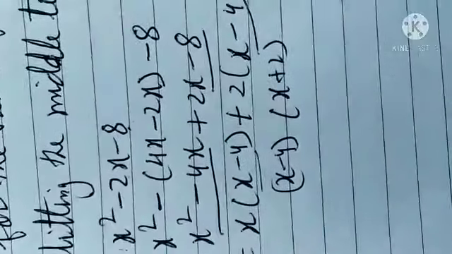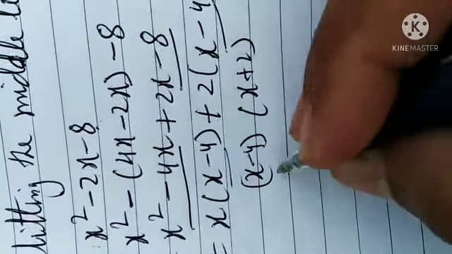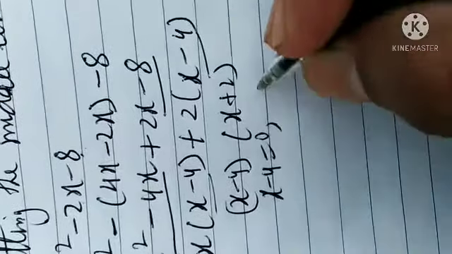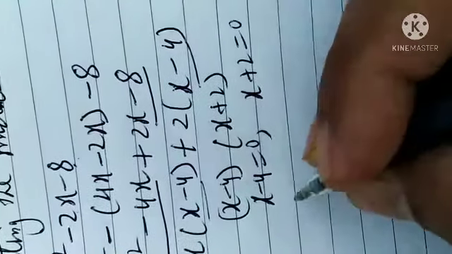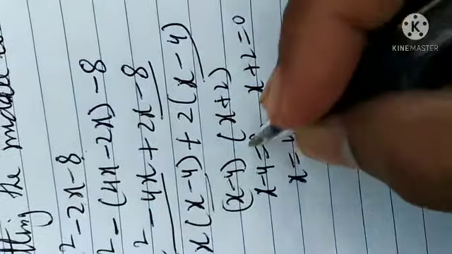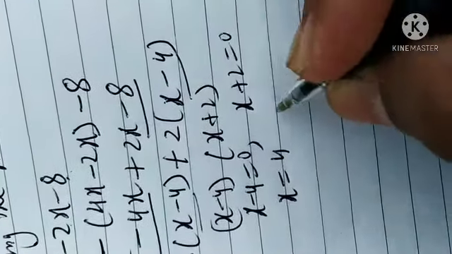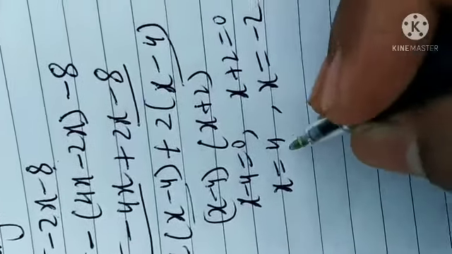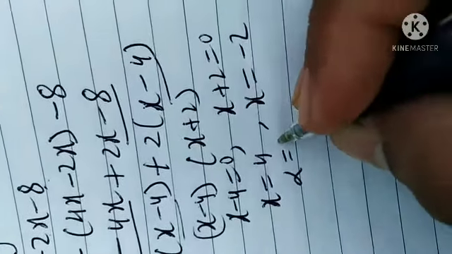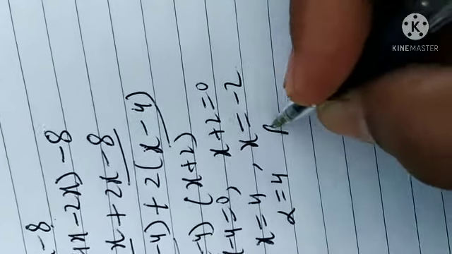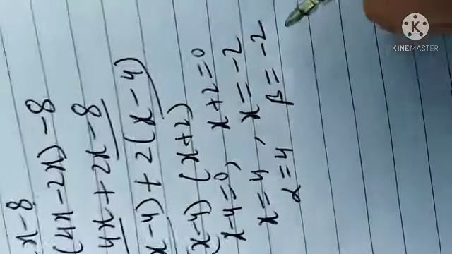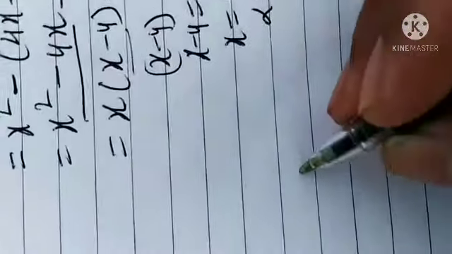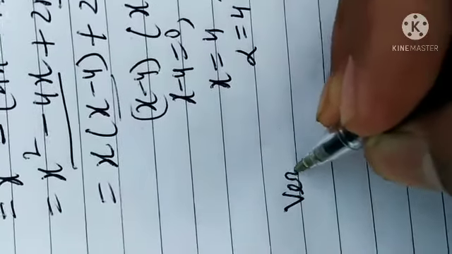And if you equate that to 0, then x minus 4 is equal to 0 and x plus 2 is equal to 0. It means x is equal to plus 4, if you transpose negative 4 to this side, and x is equal to minus 2. So this first value of x is called alpha. That alpha is 4, and the second value is known as beta. The beta is minus 2. These are the two zeros. Now we have to verify the relationship. So what to do? See, verification.